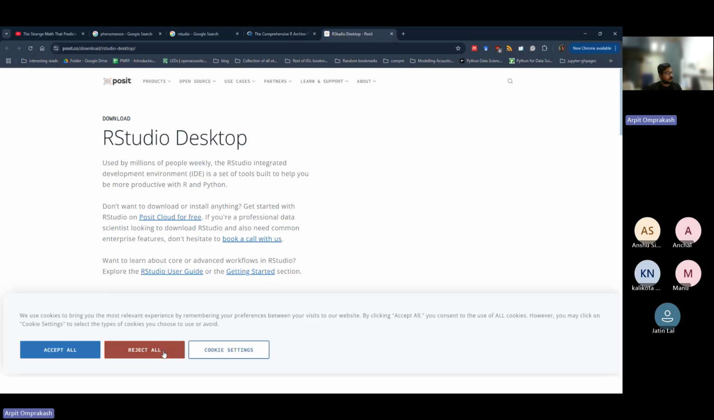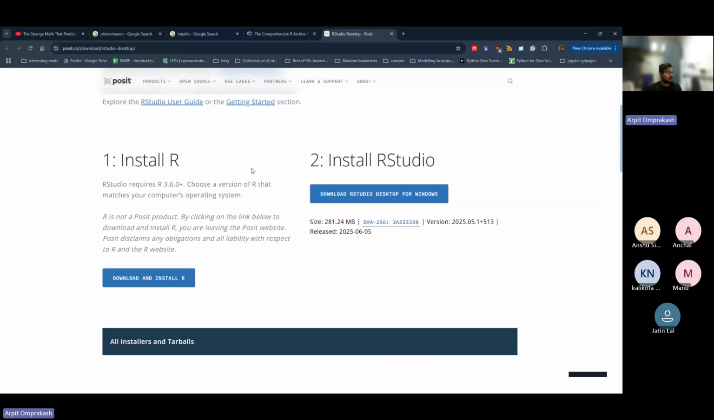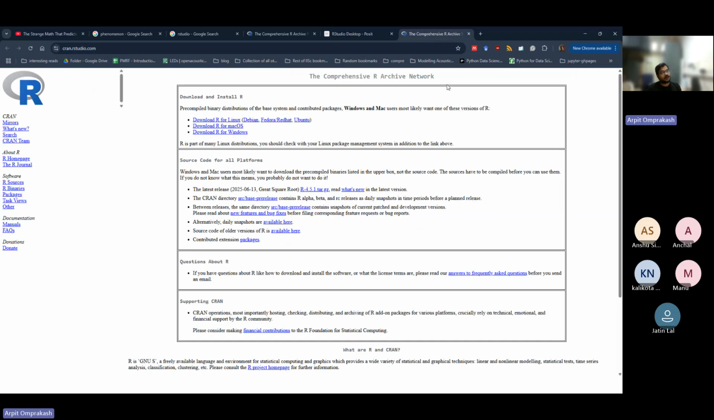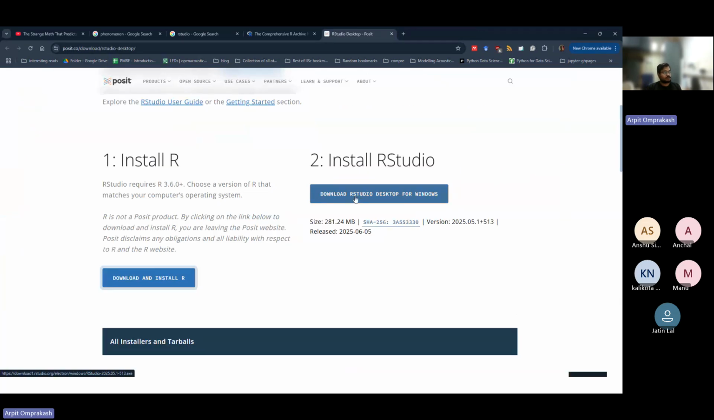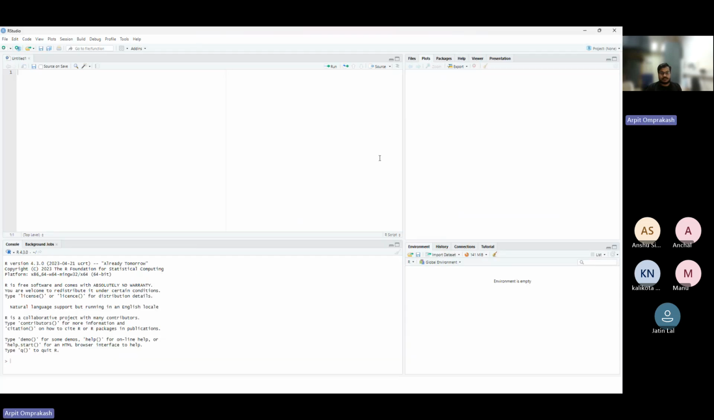Then what you should install is RStudio. This is from this website called Posit. They mention that you have to first install R and then install RStudio. So you can directly go to this website, click here, download and install R. It will take you back to this place. Then you can click this and the download will start, and you will install RStudio. And this is how RStudio looks like.